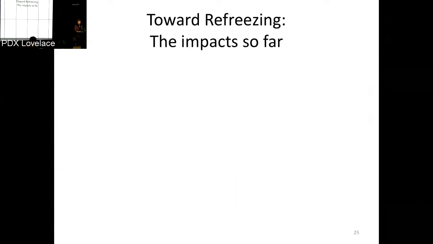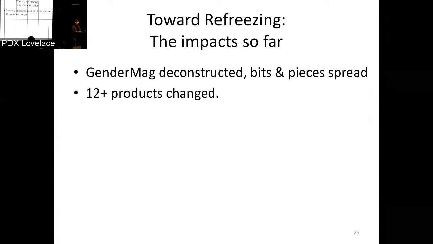So after they do some changing, then things start to solidify. I'm not sure that we're actually at the solidify part, but here are some outcomes. So GenderMag got deconstructed. One team liked the personas, but maybe not the cognitive walkthrough so much. Other people like the cognitive walkthrough, maybe not the personas so much. Other people just like the vocabulary, but it turned out that it's pretty malleable, and people could take what they wanted and work it into their processes and make progress. So at least 12 products that I know about changed, but then my NDA ran out, and now they don't talk to me about it anymore.